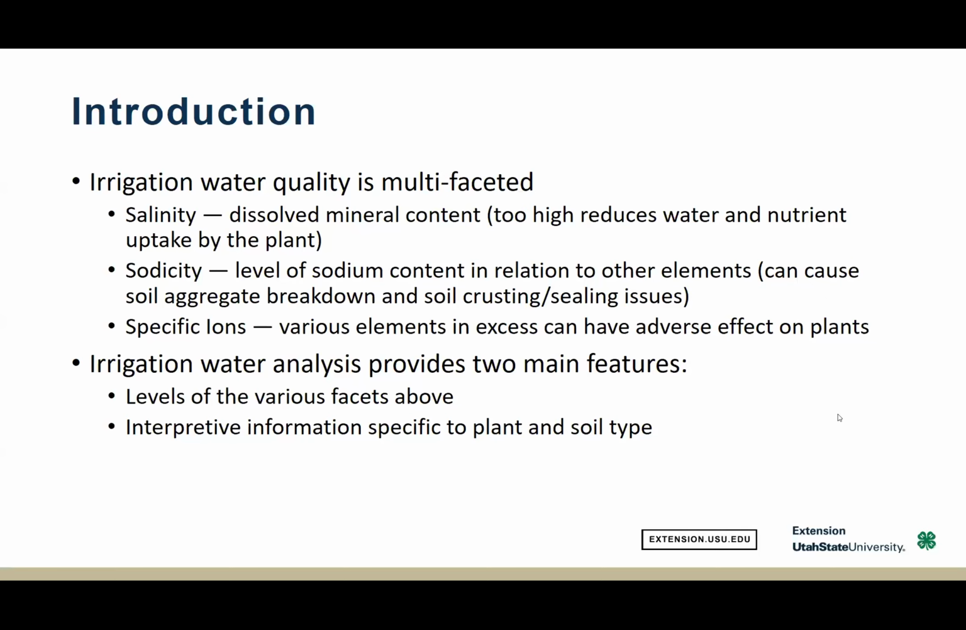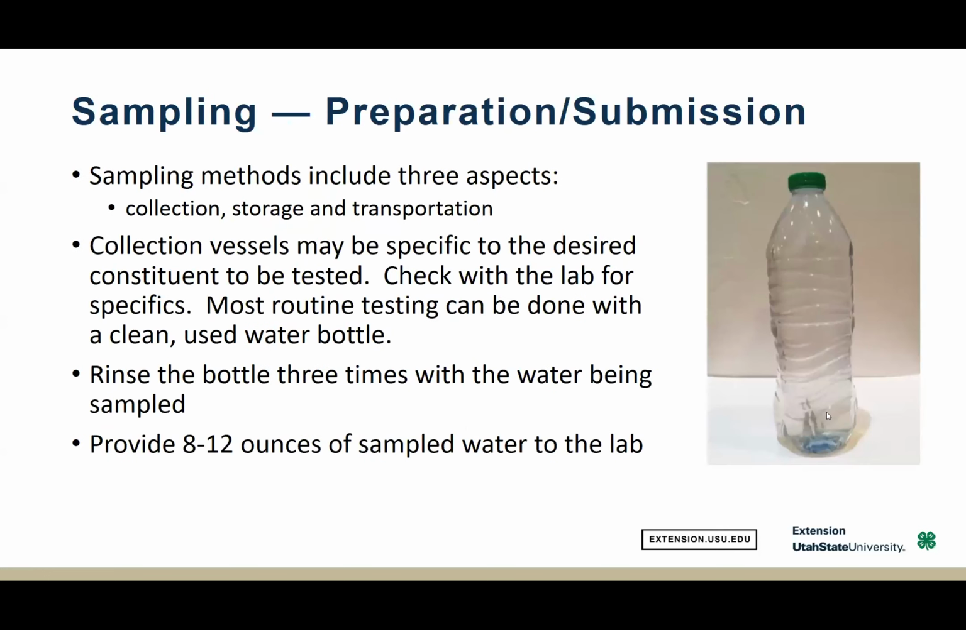You get the level of the various things we've talked about above, and it'll include some interpretive information or references to interpretive information to say, okay, so I know how much is there, but what does that mean specific to the plants I'm trying to grow and the type of soil that I have, and so forth. So let's talk about sampling first.